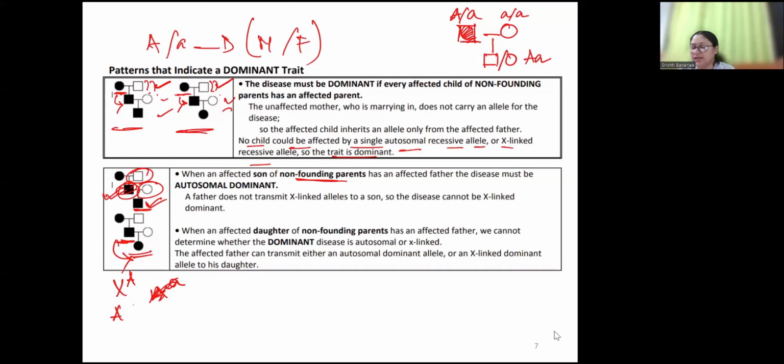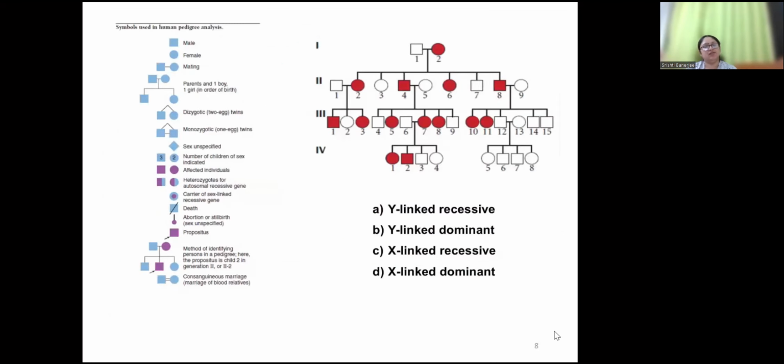So we were discussing that if a female is affected by an affected male, and again it has a non-founding parent, it is slightly difficult to determine whether that particular dominant disease is autosomal in nature or an X-linked disease. Why? Because the affected father could transmit both the autosomal dominant allele, that is capital A, or an X-linked dominant allele to the daughter. So it's a bit difficult there. Now, coming to the question.